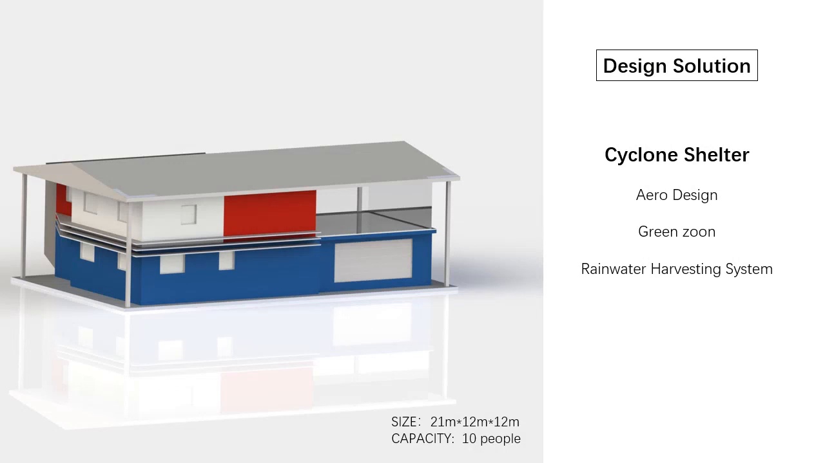My design solution is a cyclone shelter which has an aerodynamic design to resist the wind and a green room design to reduce the mental pressure on community residents. Also, we have a rainwater harvesting system to reduce the water supply problems.